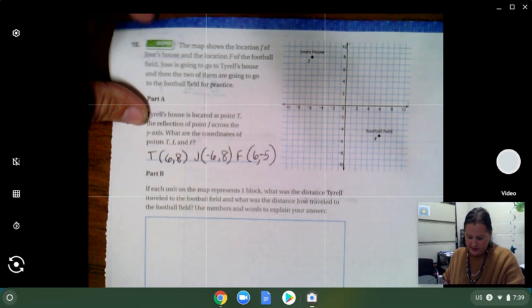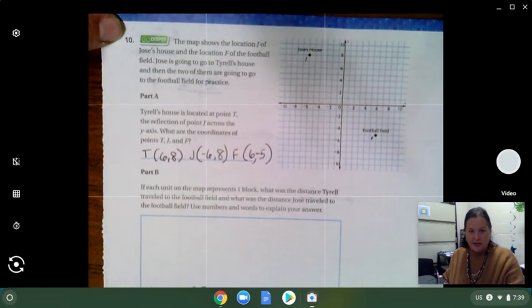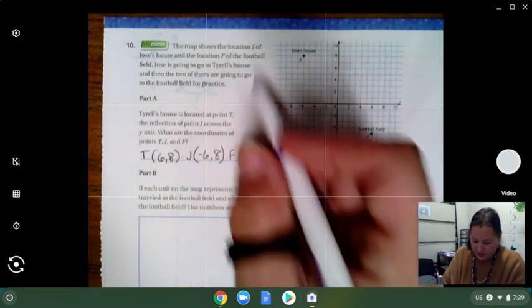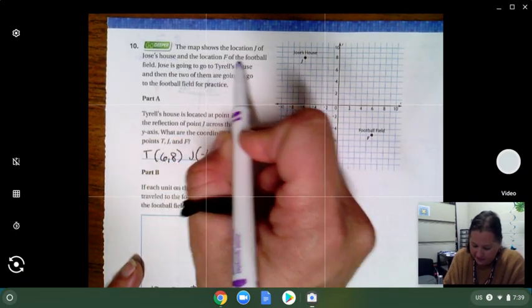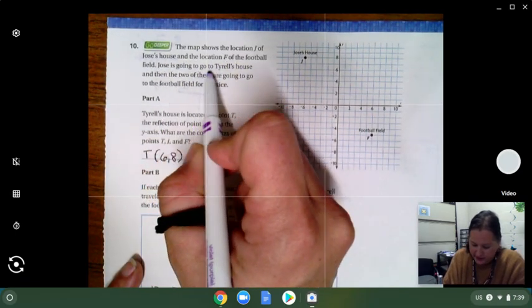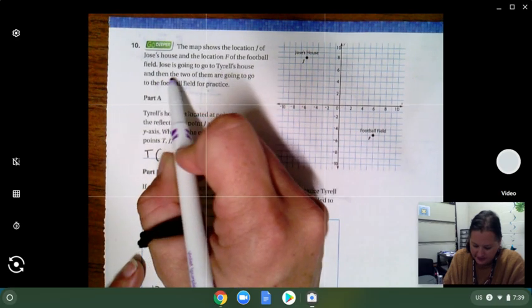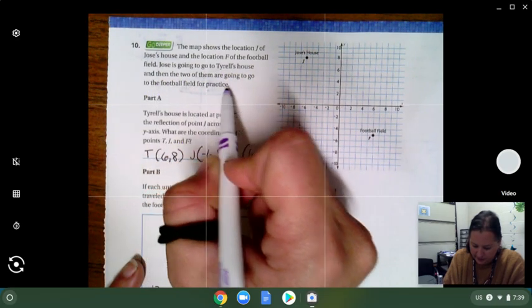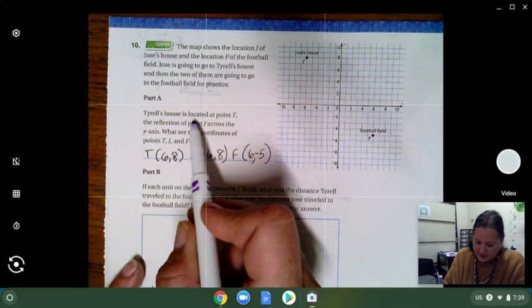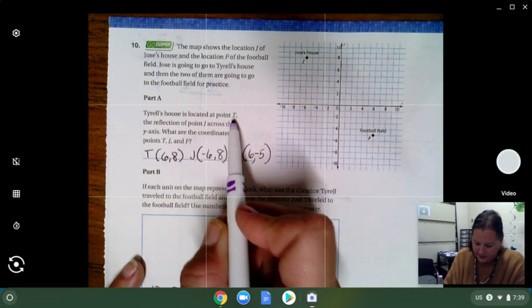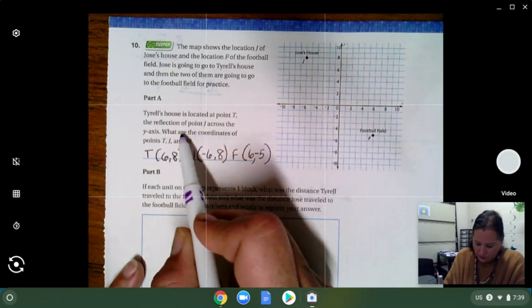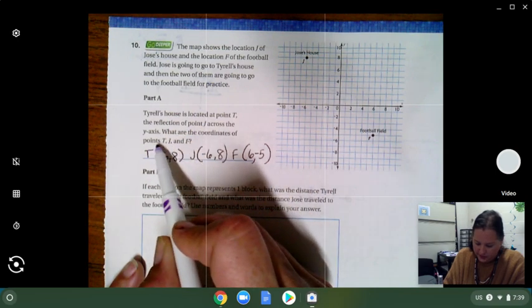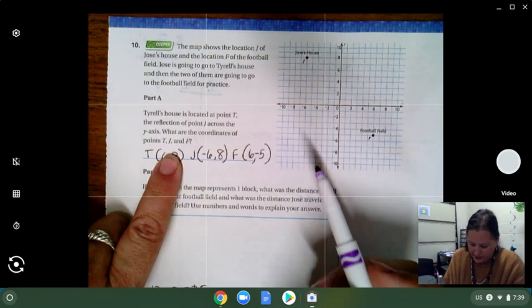Okay. The map shows the location J of Jose's house and the location F of the football field. Jose is going to Tyrell's house, and then the two of them are going to the football field for practice. Tyrell's house is located at point T, the reflection of the point J across the y-axis. What are the coordinates of all 3 of these points?